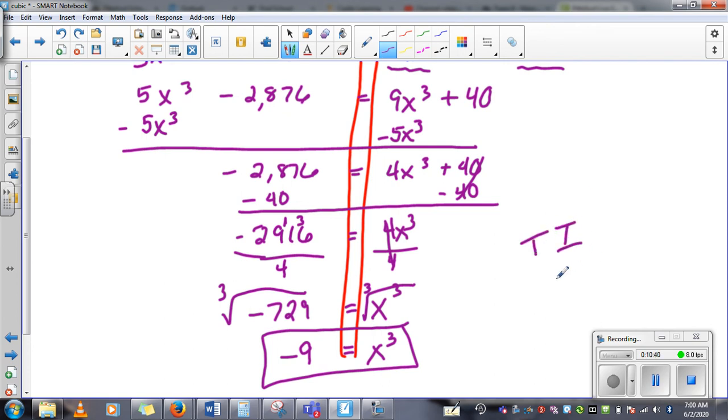type in the positive 3 for the root. So I would type in the 3 for the root. I would hit this button right here, and then you would type in your negative. Got to use a negative symbol on the Texas Instruments calculator, 729, and hit enter. Okay? All right, let's try one last one.